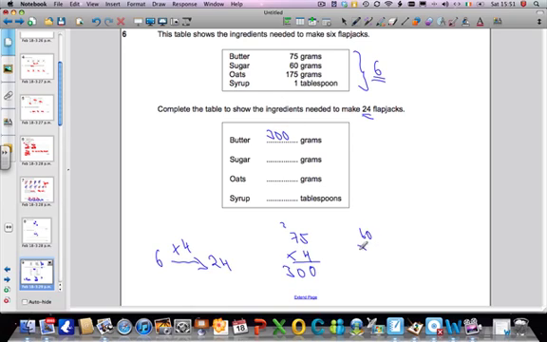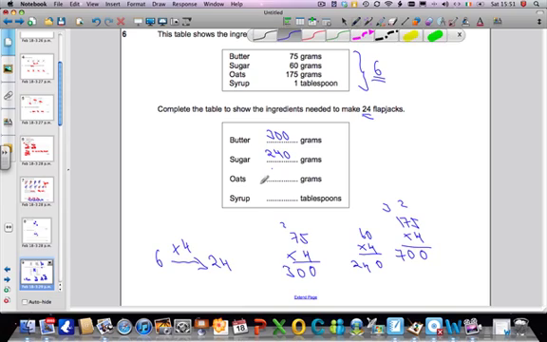We're going to do 60 times by 4, which is 0, 6 fours are 24, 240. We need to know how many oats, so that's 175 times by 4. 5 fours are 20, put down a 0, carry 2. 7 fours 28 and 2 is 30, put down a 0, carry 3. 4 times 1 is 4 and 3 is 7, so 700 grams. And 1 tablespoon, which means we're going to need 4 times the amount, which will be 4 tablespoons. So, a fairly straightforward question there.